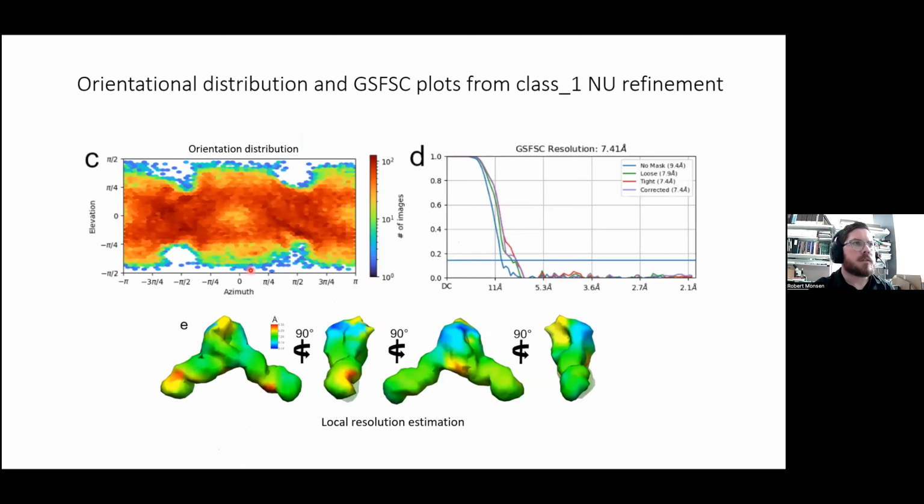And I thought it was necessary to show this. This is the orientational distribution from CryoSPARC, showing that aside from a few angles, we have mostly good coverage in most viewing directions of the particles. And on D here is the gold standard FSC resolution plot showing a nominal resolution of about 7.4 angstrom. And down here are the local resolution estimates, with the blue region corresponding to the lowest confidence or lowest resolution region, which again, we believe corresponds to that poly-dT loop that could have a lot of flexibility.